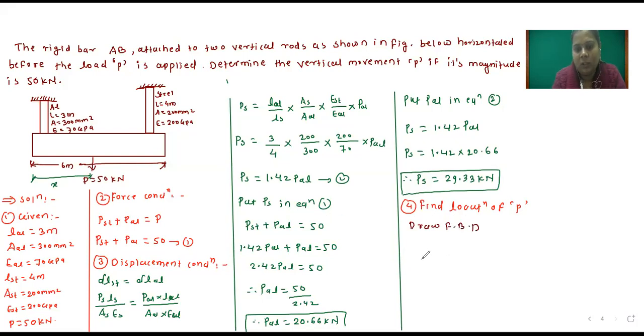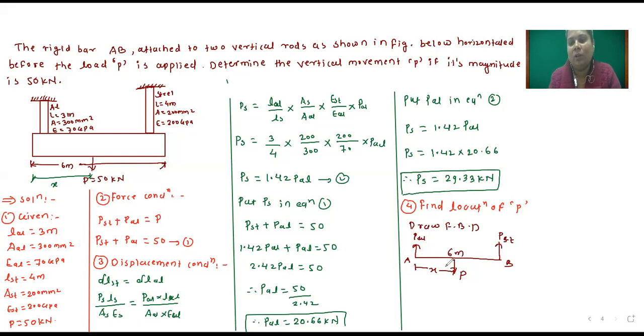Suppose this is our 6 meter span, and here one rod is attached, and here also one rod is attached. Suppose this is point A and this is point B, and the load P is applied somewhere here. Suppose this is distance X, and the total distance is already given as 6 meter. So this is P1 and this is P2, or we will say this is P aluminum and this is P steel. Now we have to find this location.